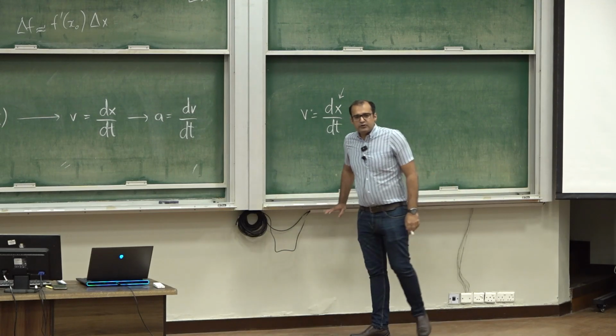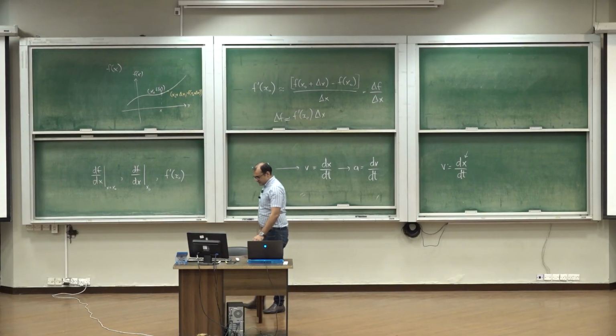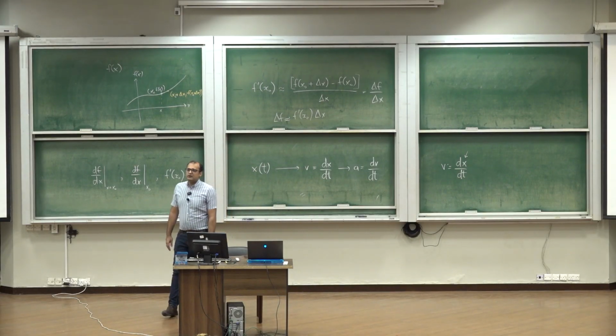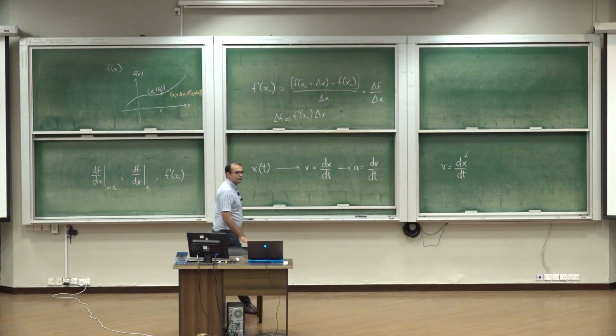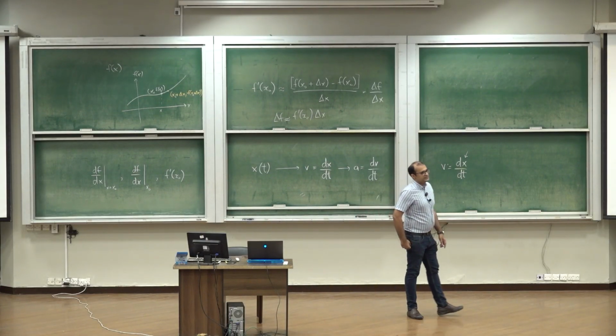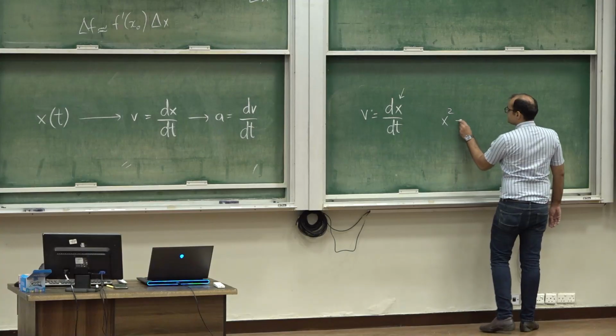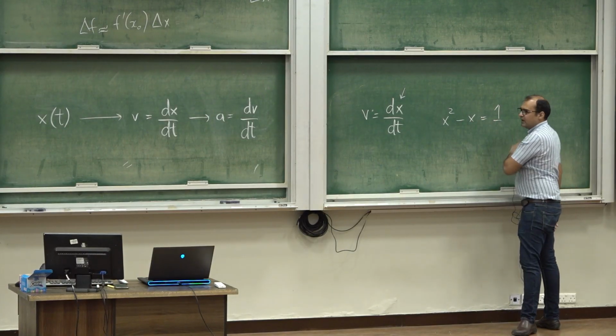Okay? And you have to extract it from inside this derivative. This is an equation in which the thing that you want is trapped inside a derivative. Such an equation is called a differential equation. It's not an algebraic equation. An algebraic equation would be something like x squared minus x is equal to 1, for example.